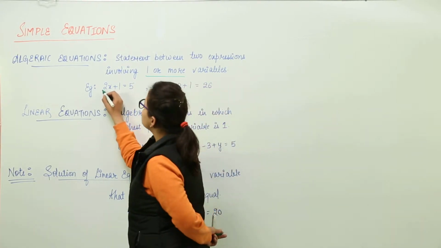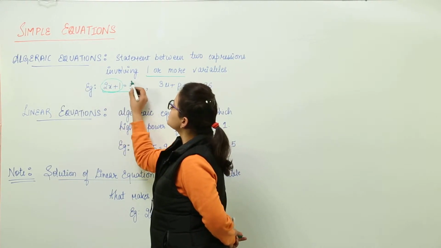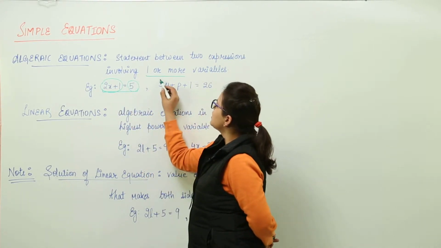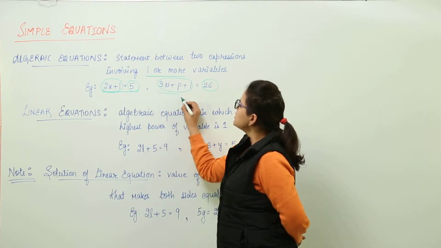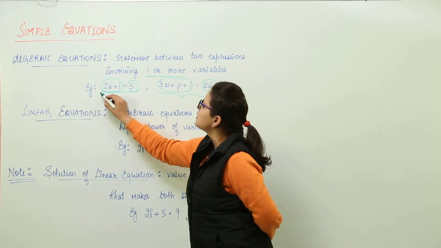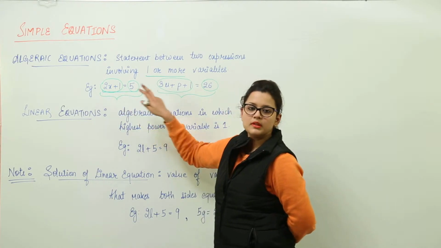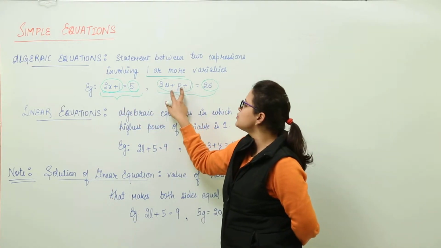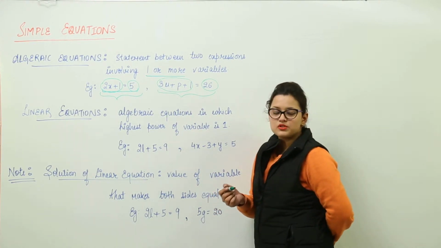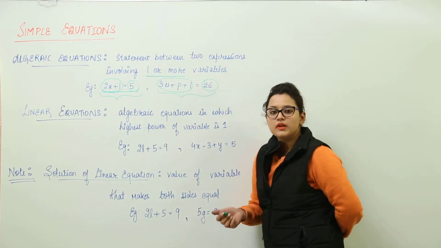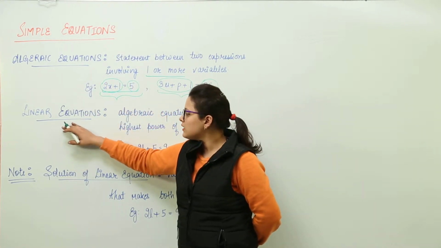So that means this is one algebraic equation, this is one expression and this is another expression, this is one expression and this is another expression. So a statement between two expressions involving one or more variables. Here we have only one variable, whereas here we are having two variables. So such statements which have two expressions together involving one or more variables are known as algebraic equations.